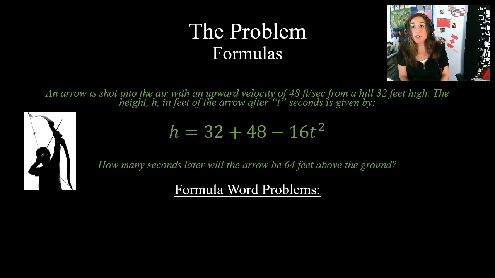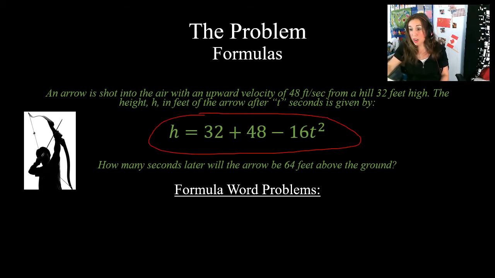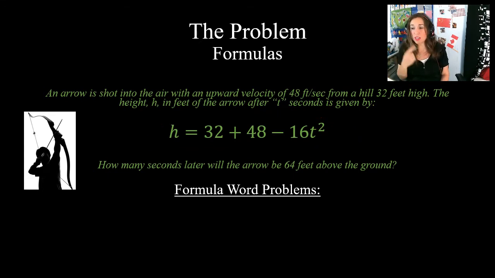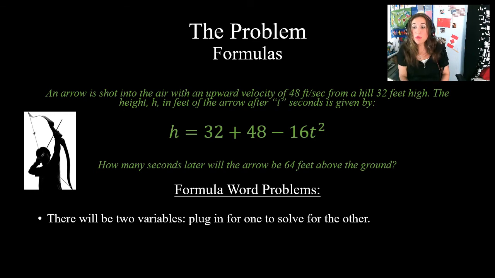So this is a formula word problem, and the big giveaway here is you are literally given a formula right inside the problem, okay? So when that happens, you should think to yourself, okay, this is a formula word problem, and it will generally be about some type of projectile motion, shooting an arrow or something falling, where you're dealing with height and time. So for formula word problems, here's what you really should take away from it.